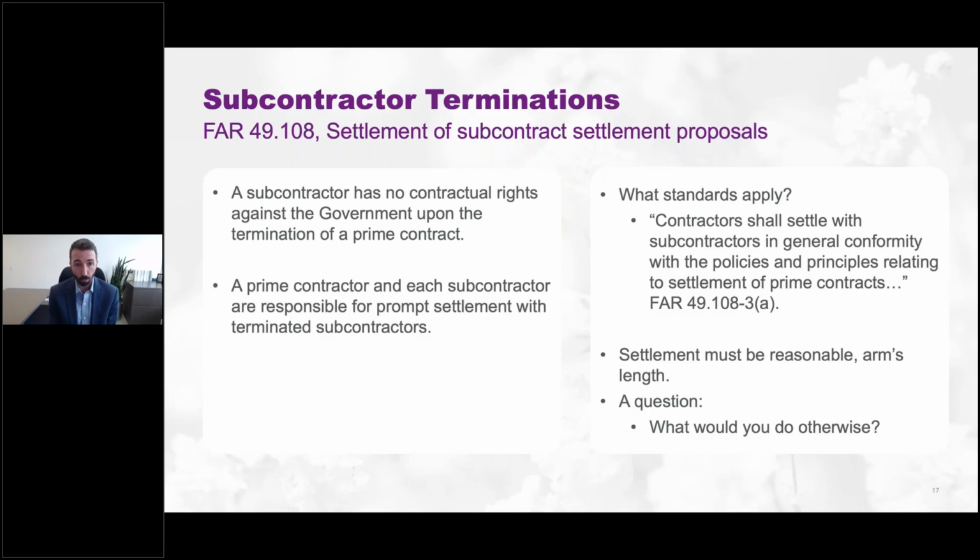And a prime is going to want to document what it did in its negotiations, because that will be helpful in the settlement process with the government. The government may say, how do we know you struck a good deal with the sub? Well, you want to document. Here's how the negotiations went. Here are any defenses we asserted. Here's the strength of their claim.